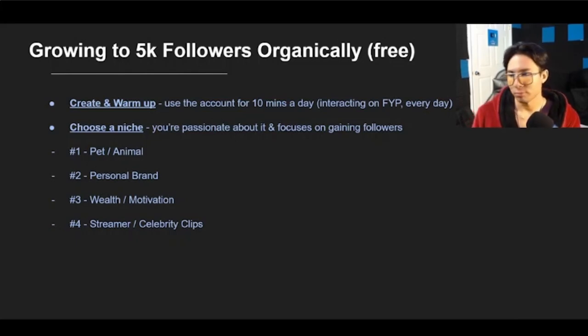Let's say you have 10 videos that each hit 50,000, 100,000 views. That can still get you up to that point. But once again, this is ranked from the least amount of views to get to 5,000 to the most amount of views. Meaning, if you get 100,000 views on a pet video, you're going to gain a lot more followers than if you got 100,000 views on a streamer video.